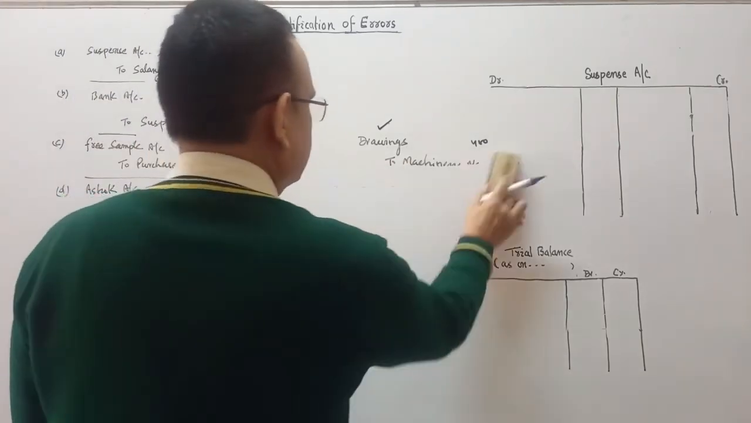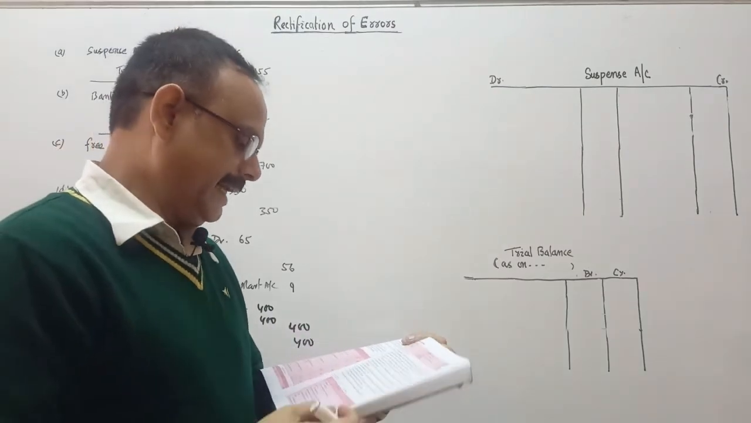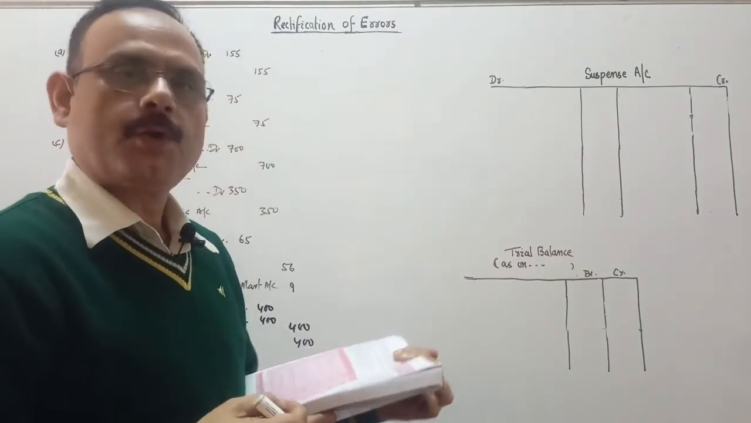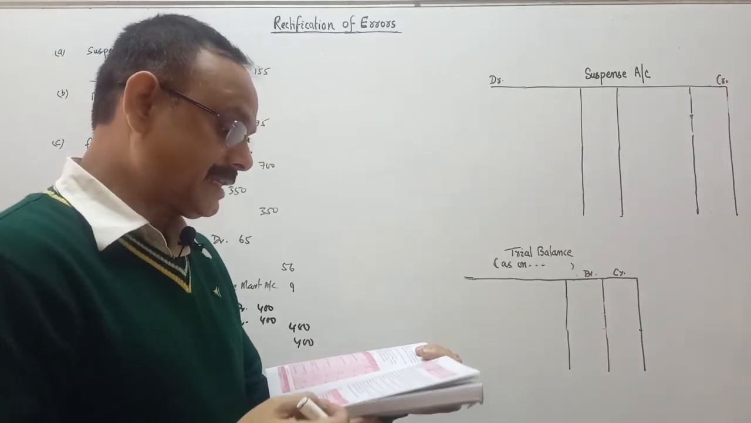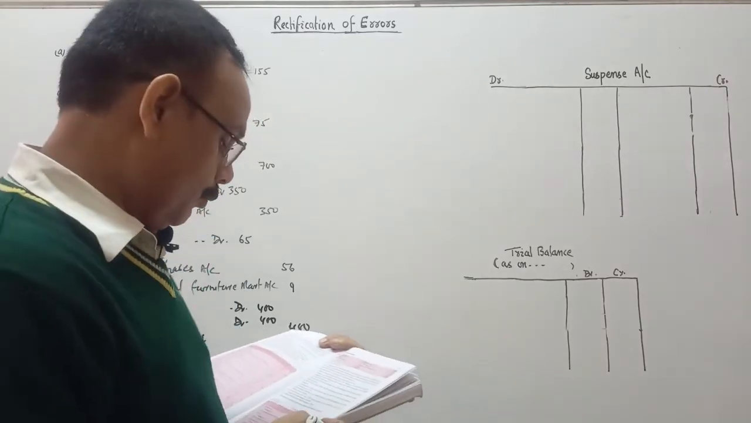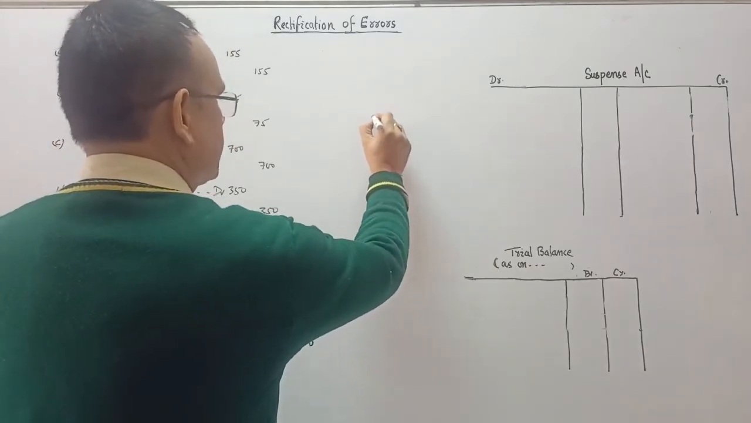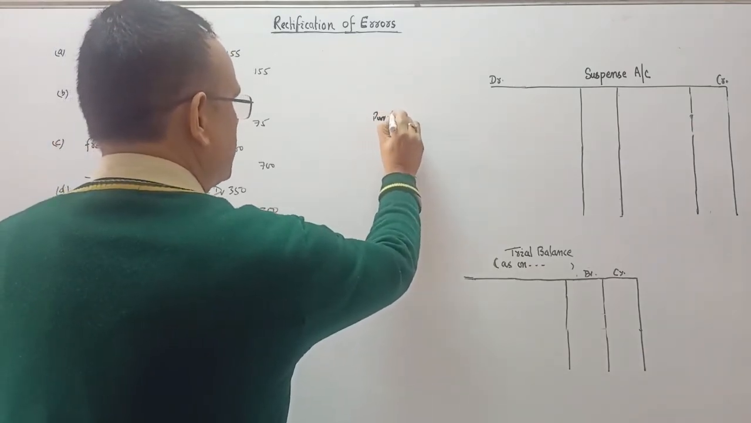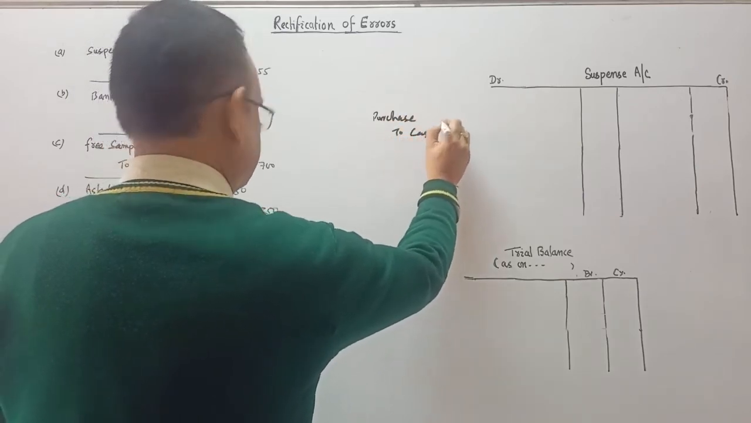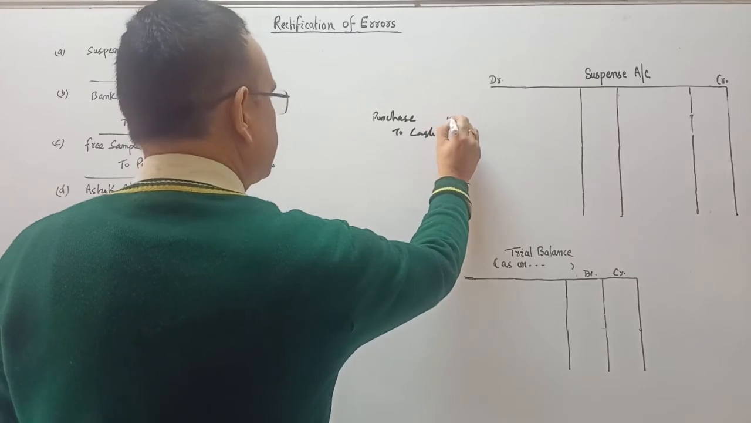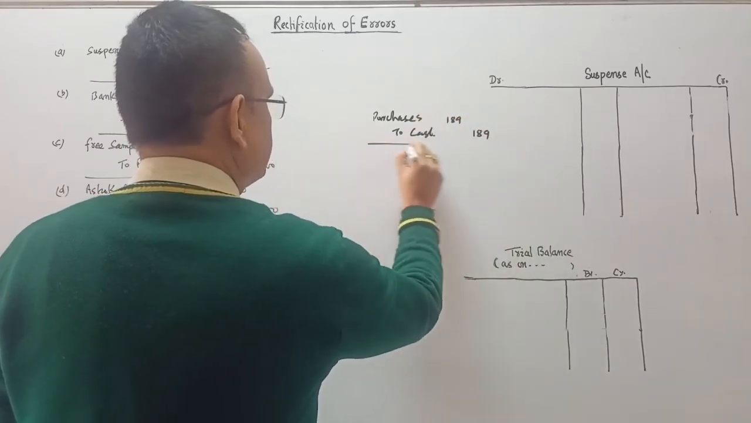Here this type of error cannot be detected from the trial balance. Next is cash purchase from Ajay, 189, recorded in the cash book as well as in the purchase book. When we make a cash purchase from Ajay, the right entry is purchase account debit to cash account. Purchase to cash, amount is 189.